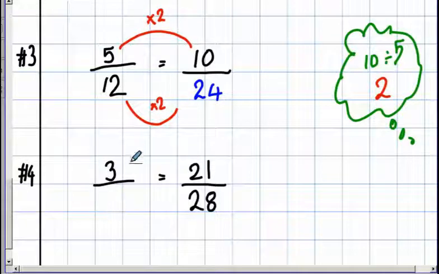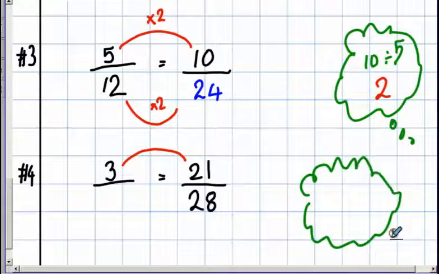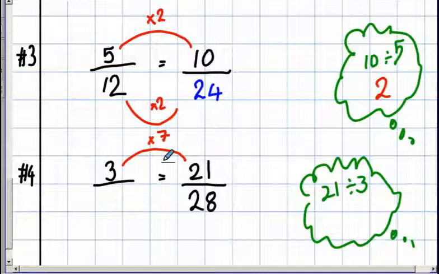Now, how do I work out what I multiplied 3 by? Well, this is the calculation I do. You might have to use your times tables if they're not very good. What is 21 divided by 3? And the answer is 7. But this is a weird one. I've got to try and work out what was the number before I times it by 7.